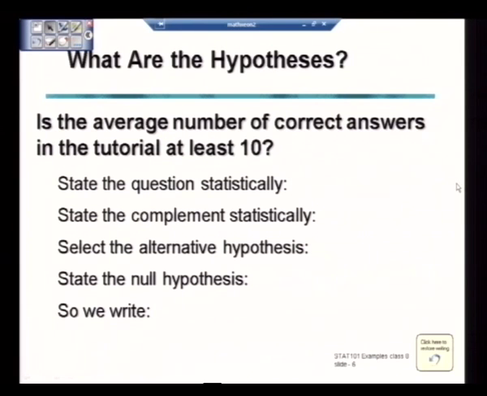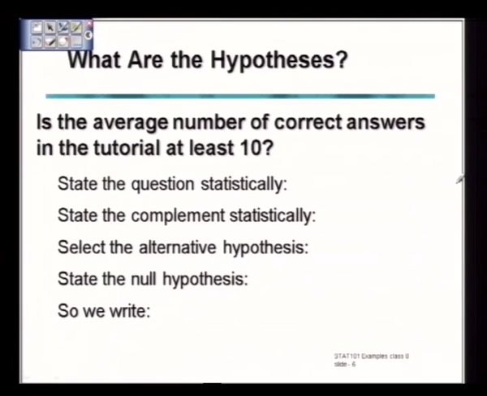Second example. Again here, we're considering the statement made in the problem: the average number of correct answers is at least 10. In a problem like this, I'm looking at information from tutorials, and I want to know if people are reasonably finding the tutorial questions doable. So I want to know if the average is at least 10. I'd be concerned if it was fewer than 10. But if it's at least 10, I know that some people are at least understanding what I'm talking about.